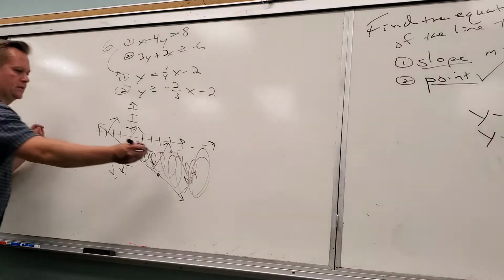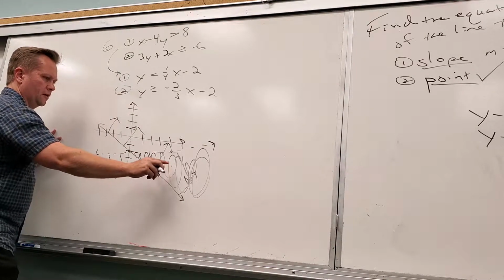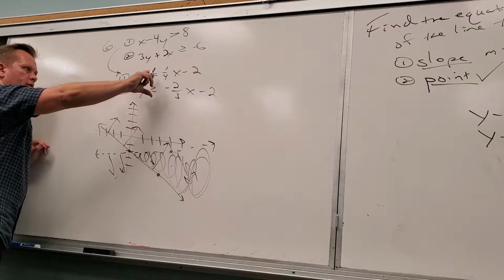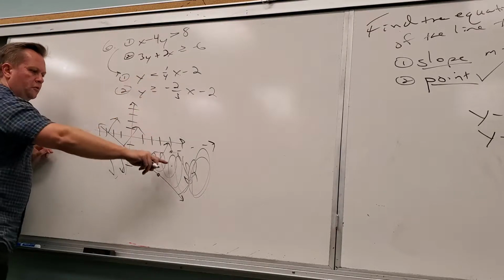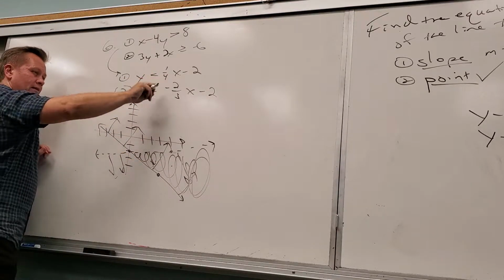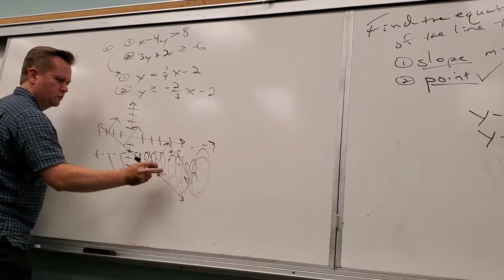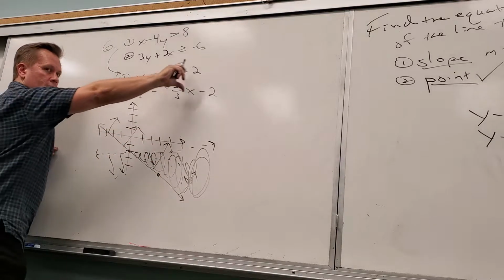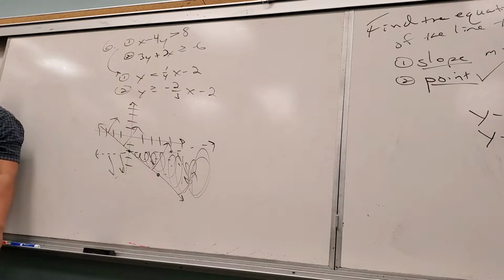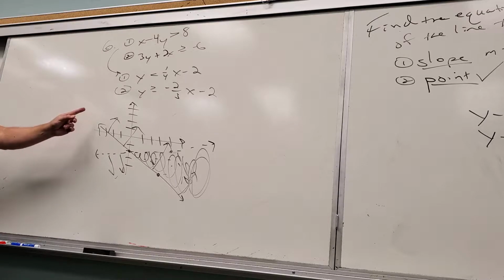They're all the points that do what? Every point in here does what? Works in both of those. So that's what we're saying. Yes. Are we done with that one? You guys okay with that one? Yes. Good. Thank you. We're going to find a line that's perpendicular and then goes through a certain point.